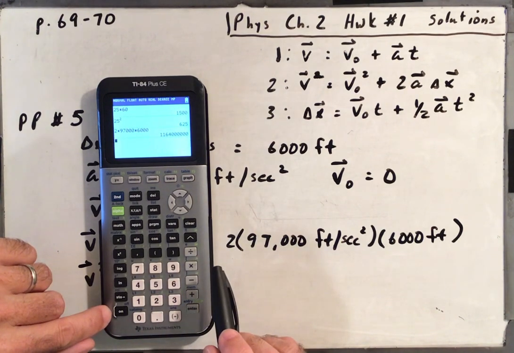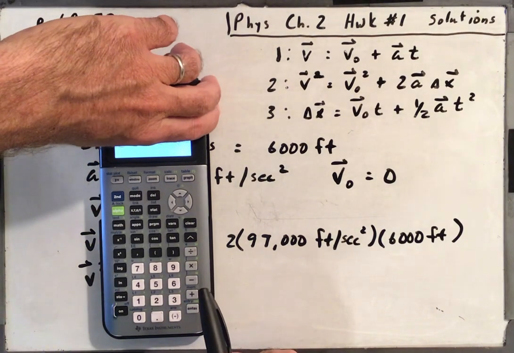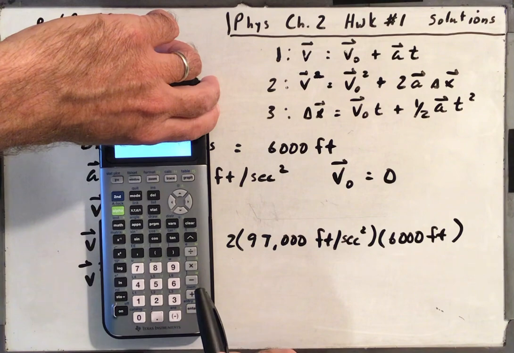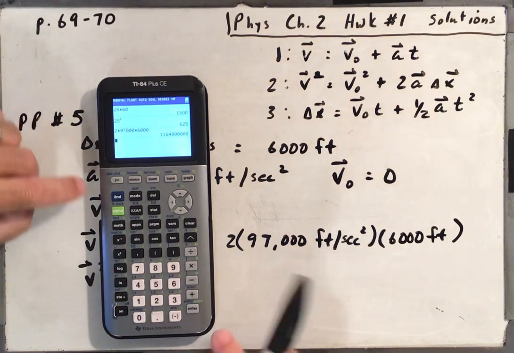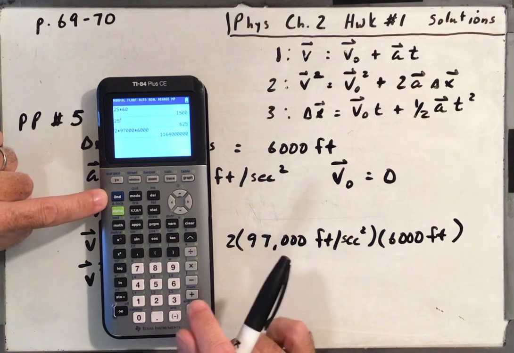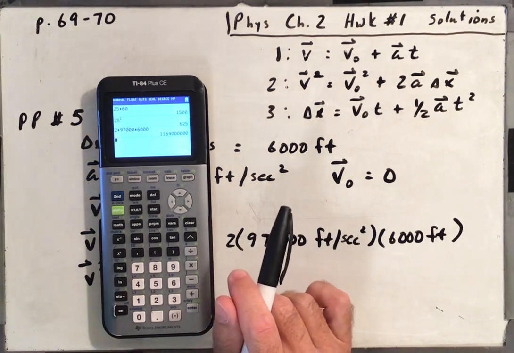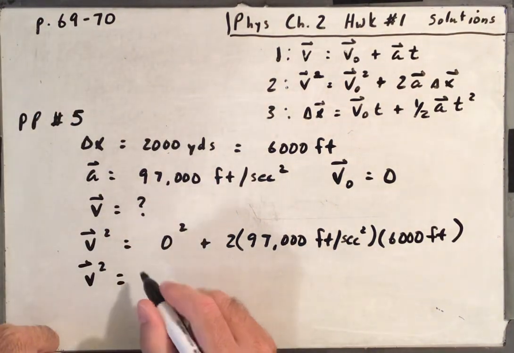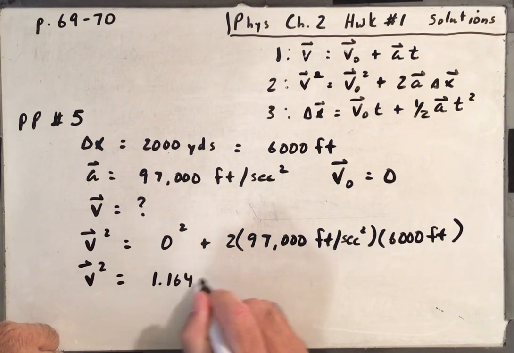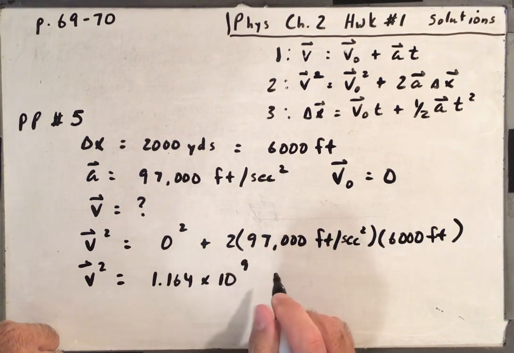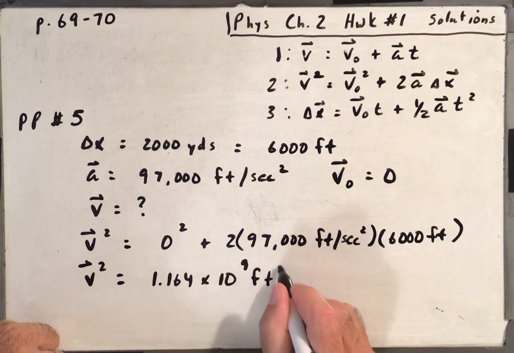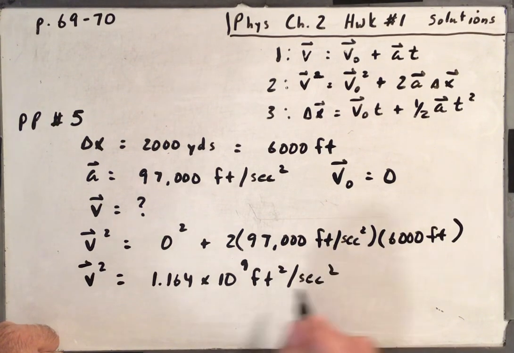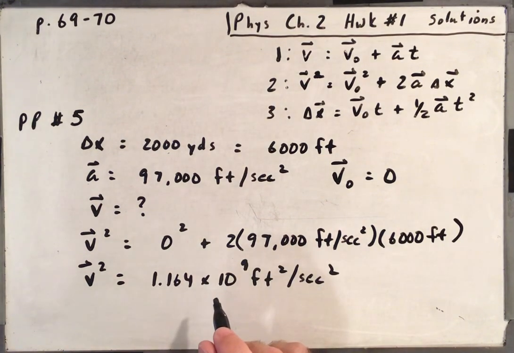All right, 1.164 times 10 to the 1, 2, 3. That's just 1 million. Let's see. Holy moly, that's a big number. I think I do want to do that in scientific notation. All right, I think that is 1.164 times 10 to the 9th. Right, 10 to the 9th.